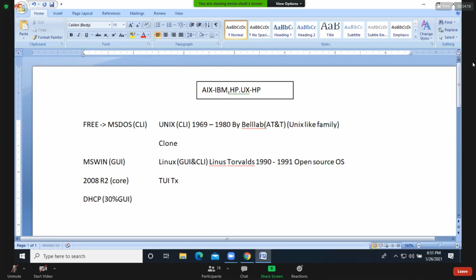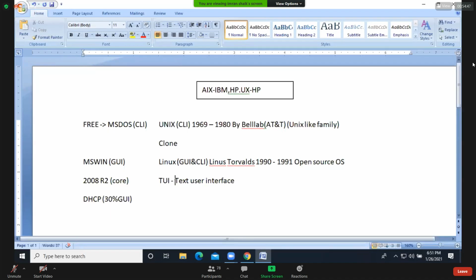TUI full form, text user interface. So text user interface, TUI full form. Okay. So mostly you're going to interact with the help of text. That means CLI. So if they need to hack our machine, if they need to get our data, it's a bit difficult. So like that, it is secure.